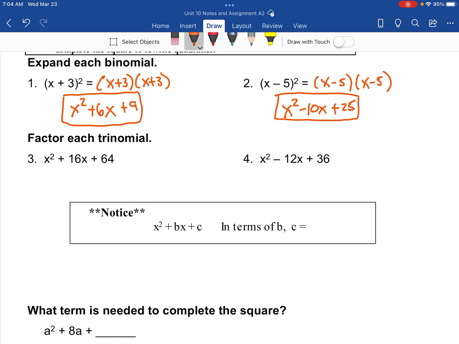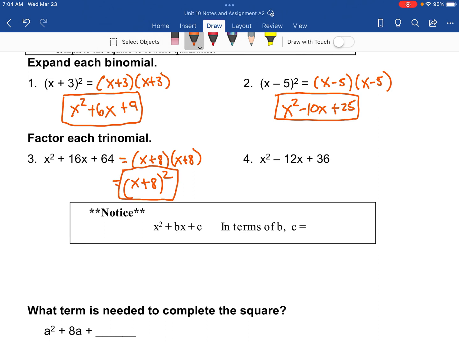So number 3, x squared plus 16x plus 64. If we want to factor that, we're going to go backwards. We're going to undo what was multiplied. So it's pretty easy. Two numbers that multiply to give us 64 and add to give us 16. And that is 8 and 8. So x plus 8 times x plus 8 would be what it is factored. And since x plus 8 and x plus 8 are the same, we can write it as x plus 8 quantity squared. Write it as a perfect square. Okay.